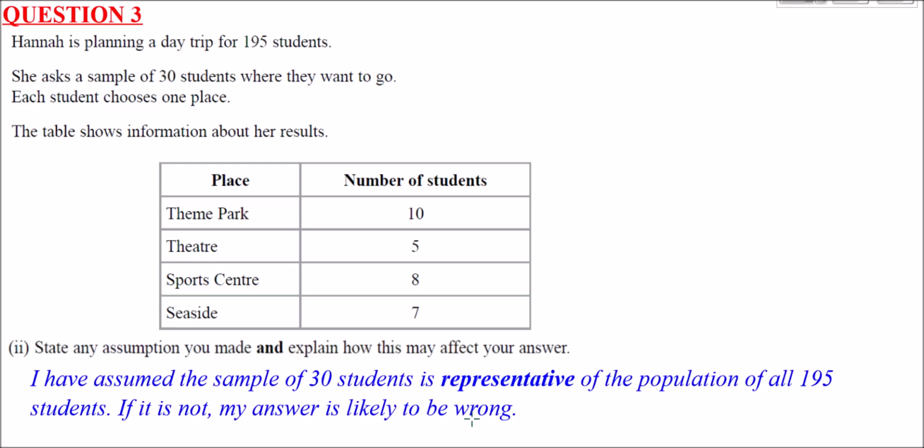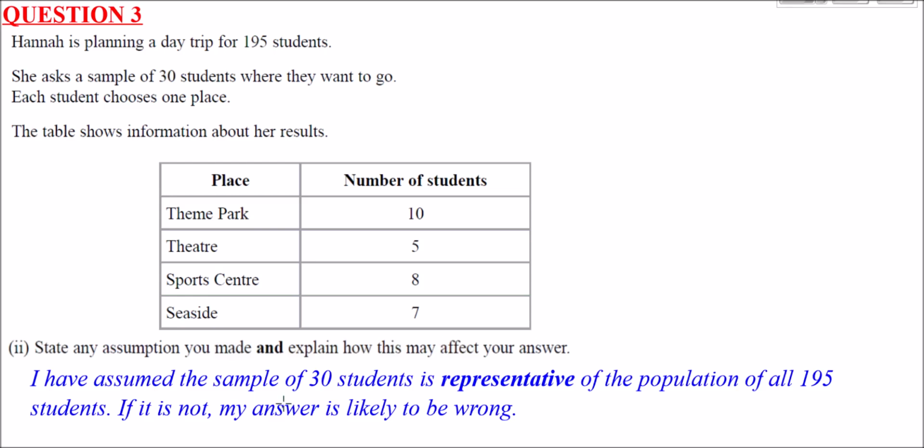What I mean by representative is that the proportion of different items in the sample very closely reflects the proportions of different items in the entire population. So, for example, if there was an even mix of boys and girls in these 195 students, a representative sample of 30 should be about 15 boys and 15 girls. If not, the sample is not necessarily representative.